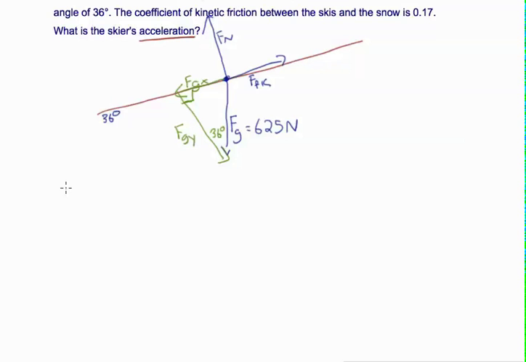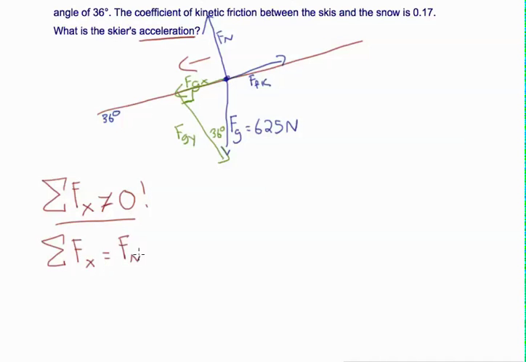So the sum of the forces in the x direction. The skier's accelerating, and their acceleration's going to be down the hill, right? Logically. So the sum of the forces in the x direction does not equal 0. This is the first time we've had this. The sum of the forces in the x direction equals the net force. Because really, when we've been saying the sum of the forces in this direction, we've been talking about the net force in the x direction.